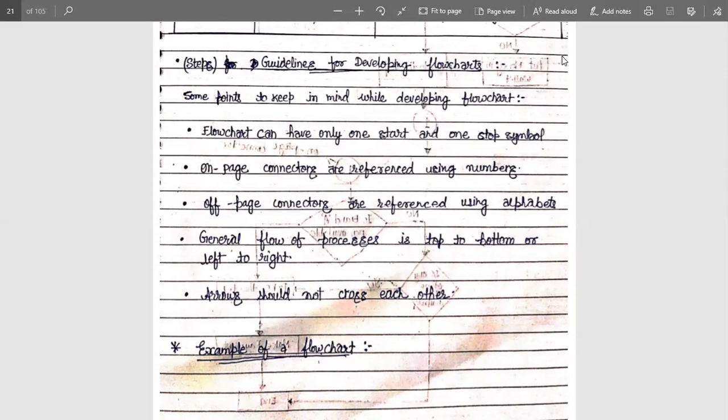Generally, the flow of processes is top to bottom or left to right. It is not possible to move from intermediate to upward or downward to upward, because the movement of water flowing is top to down. So the basic approach in structured analysis is always top to down. It's not possible to move from right to left or bottom to top. It must be top to bottom or left to right.